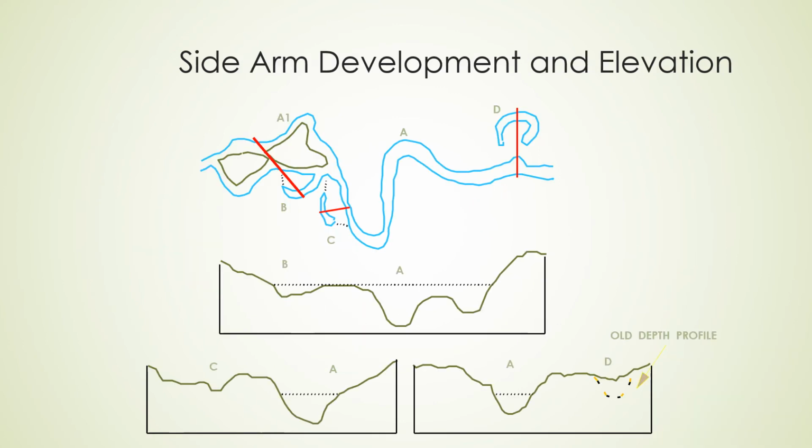The important thing to remember here is that the differences between all of these different kinds of sidearms and oxbows are strictly a function of elevation, and that comes from differences in age of those sidearms, side channels, or cutoffs. And over time, these areas will fill in and become floodplain again, but new ones will continue to form. Keep in mind also that water levels in these areas are determined by the level of the water table.